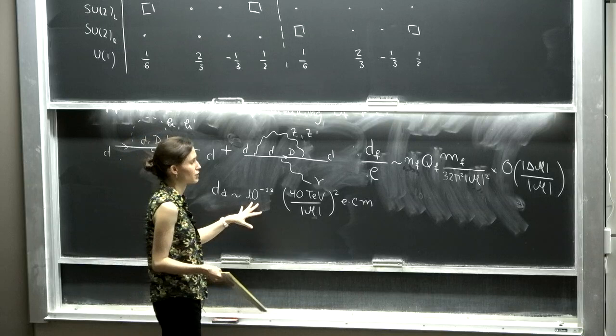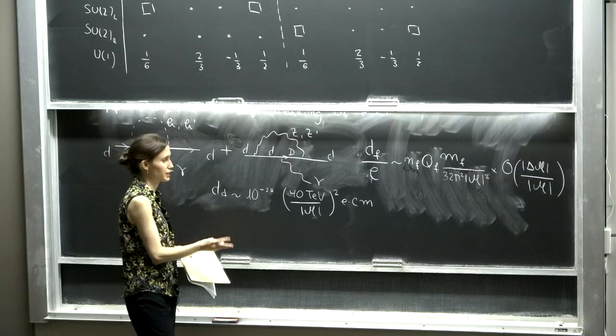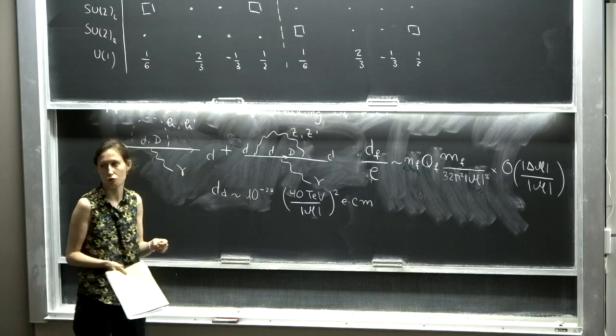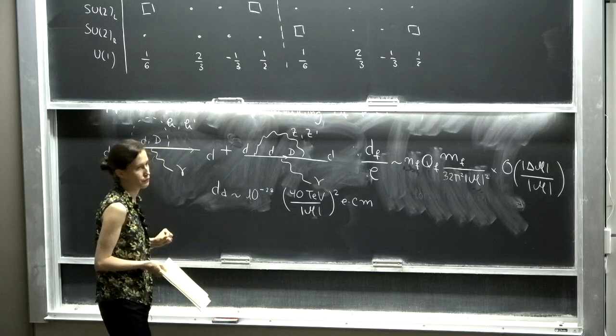And over the next 5 to 10 years, it is expected that the bound on theta bar is going to improve by somewhere between 4 and 5 orders of magnitude. So those precision experiments looking for neutron EDMs are certainly something to watch as far as physics beyond the standard model is concerned.